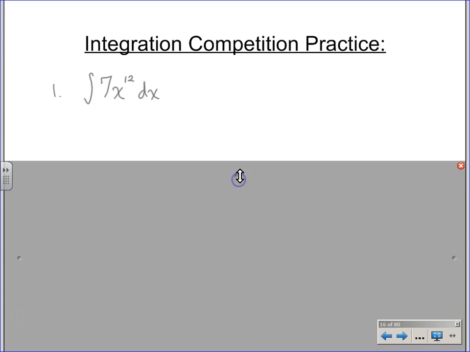All right, here we go. Someone has the marker. They're going to stay with the marker, but you're going to collaborate. Ready, set, and take it away. Hold it up when you think you have it. It does not have to be simplified, just has to be right.